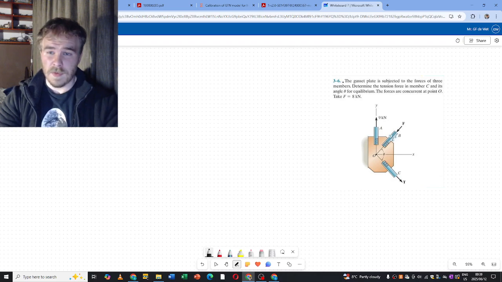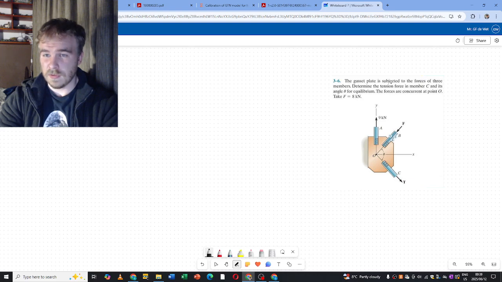With this problem, we have a normal gusset plate subjected to 3 forces. One is in the y direction, 9 kilonewtons, then we have this F force. Yes, it has an angle. There, specify this tiny little triangle.